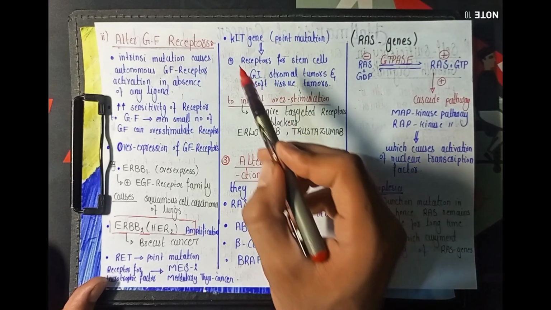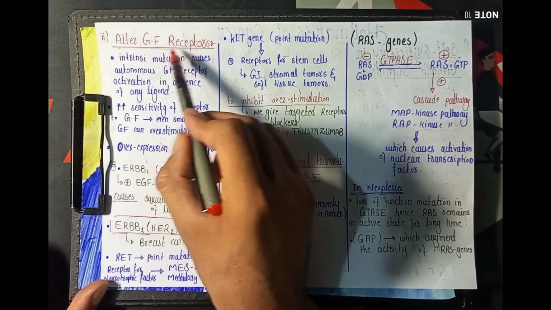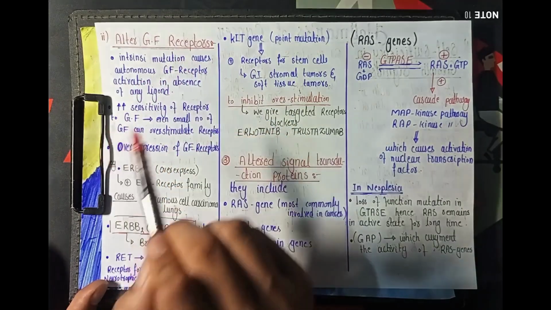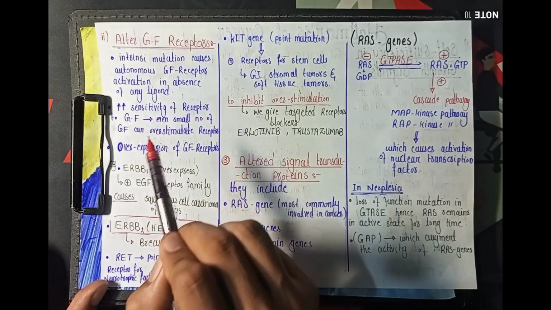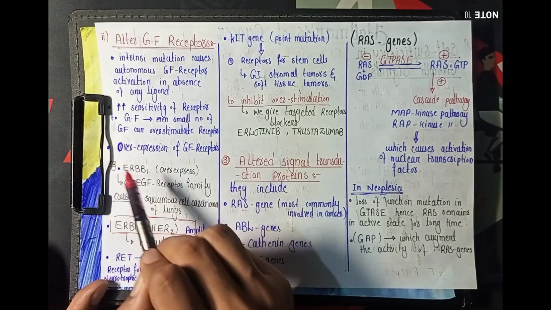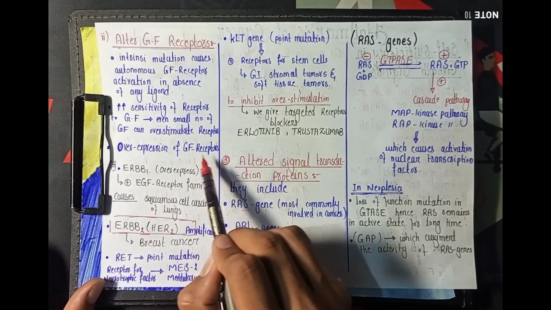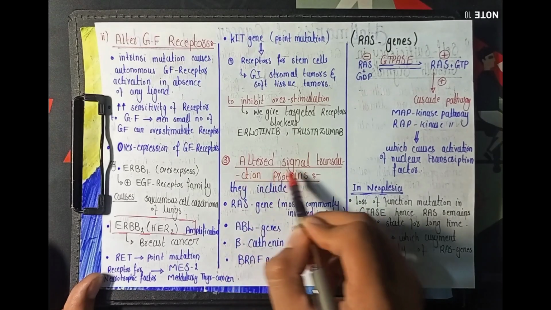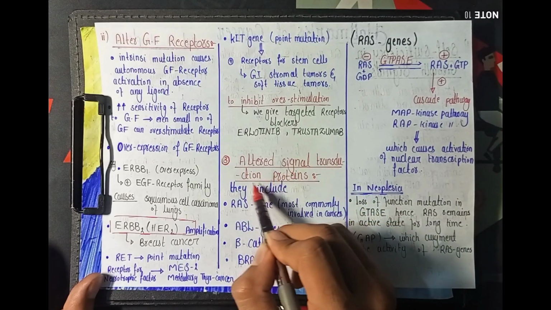So, in neoplasia, there is alteration in the activity of the growth factor receptors. There is either autonomous stimulation of growth factor receptor, or increase in sensitivity of the receptors to growth factors, or there is overexpression of the growth factor receptors, which leads to all the neoplastic changes. The third one is the altered signal transduction proteins.